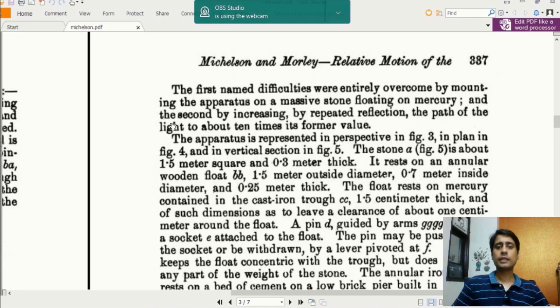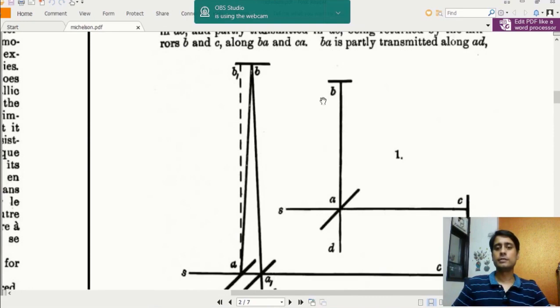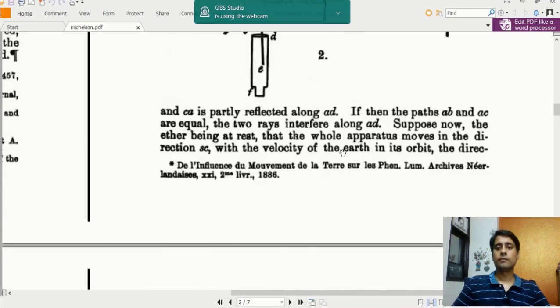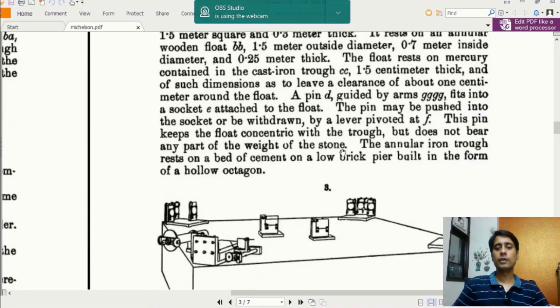And the second, by repeated reflection, the path of the light was increased to 10 times its former value. In the experiment suggested by Lorentz, there are only two mirrors, and the path of the beam is actually from A to C and C to A, and A to B and B to A. If we increase this path, then the path difference could be measured with higher accuracy, because for a shorter path, the error can suppress or interfere with the results.